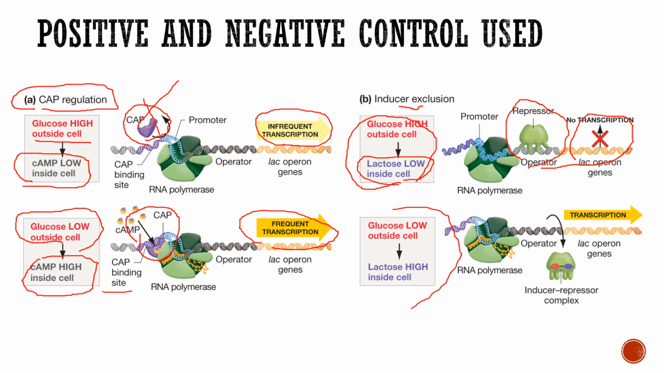Now, if glucose levels drop, we do get transport of lactose into the cell. Lactose is that inducer that binds to the repressor, and now it comes off and we get transcription. So transcription of the lac operon is going to be highest when glucose is absent and lactose is present. And that's going to allow the activator protein to attach and the repressor to be removed.